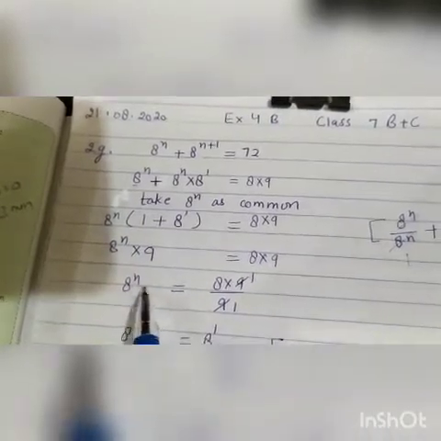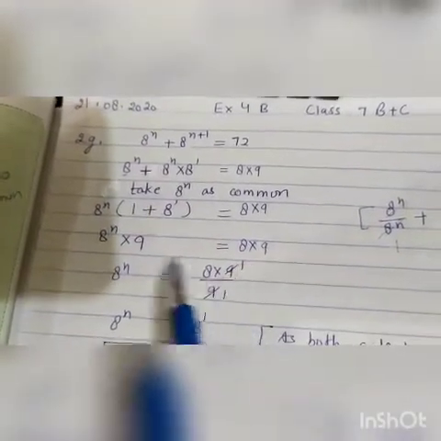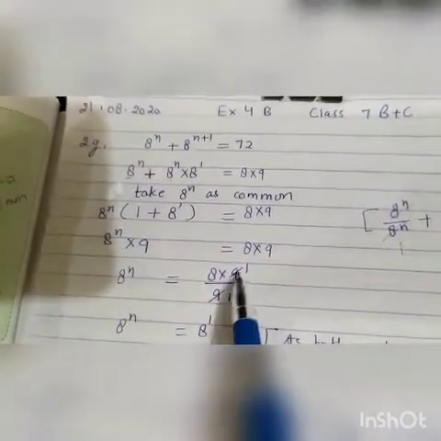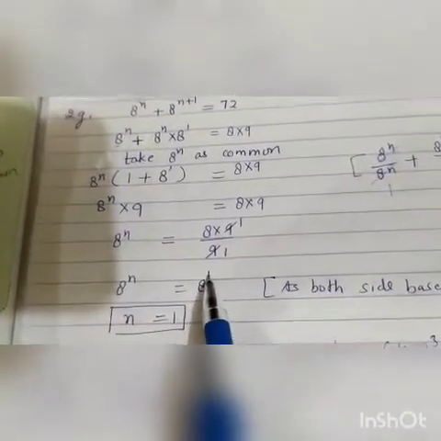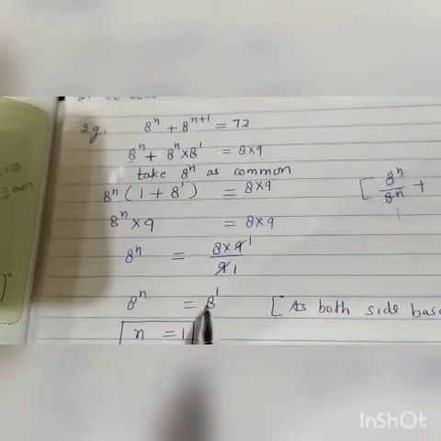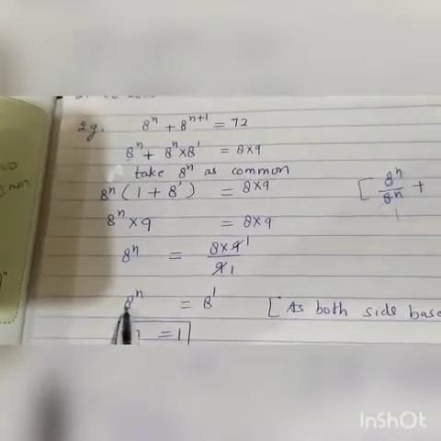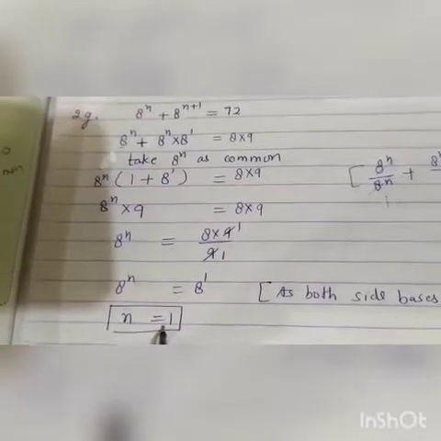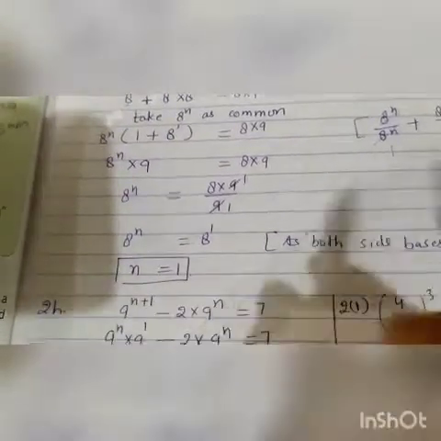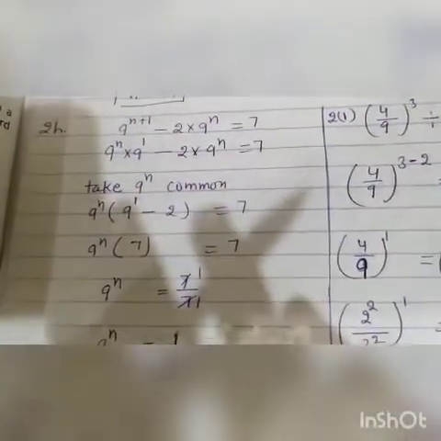Now this 8 power n is equal to 8 multiply n upon this n. 9 cancels 9, 9 cancels 9. So 8 power n is equal to 8 power 1. Again both bases are same. In both the sides bases are same, so power should be equal. n is equal to 1.